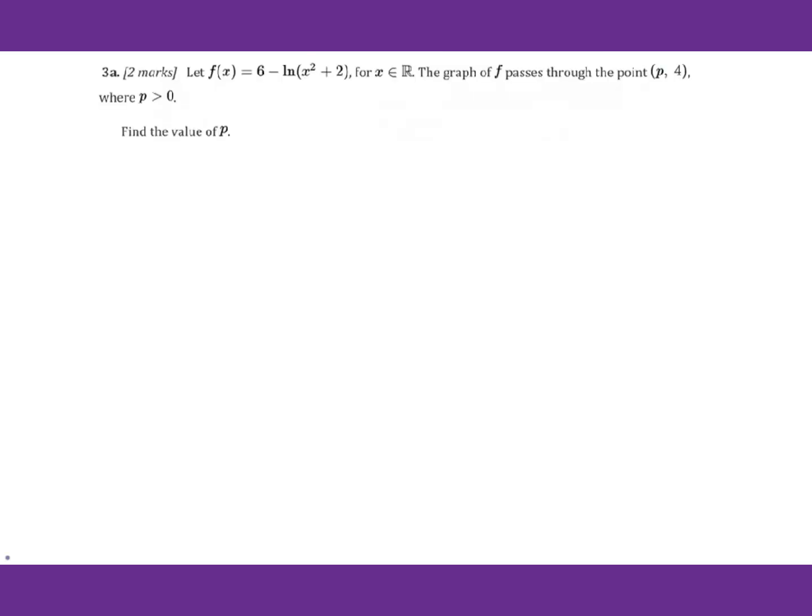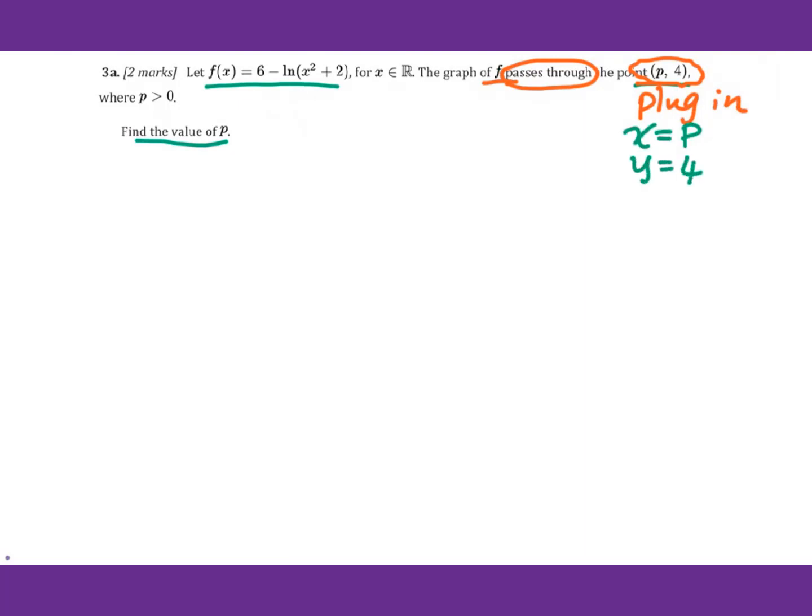Let's go to 3a. Let f of x equals this, for x all real numbers. The graph of f passes through the point P, 4. Find the value of p. Whenever you see the graph passing through a point, basically it's a plug-in game. So we plug x equals p and y equals 4 into this function. You will get 4 equals 6 minus natural log of p squared plus 2.